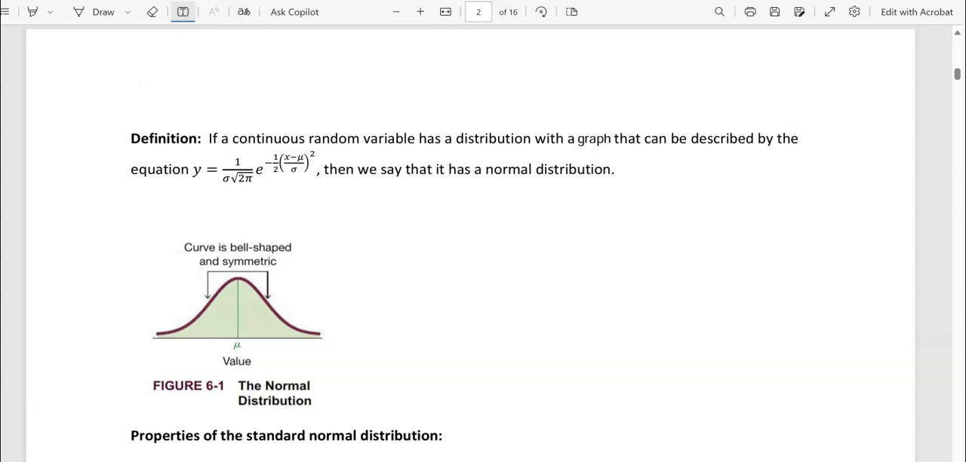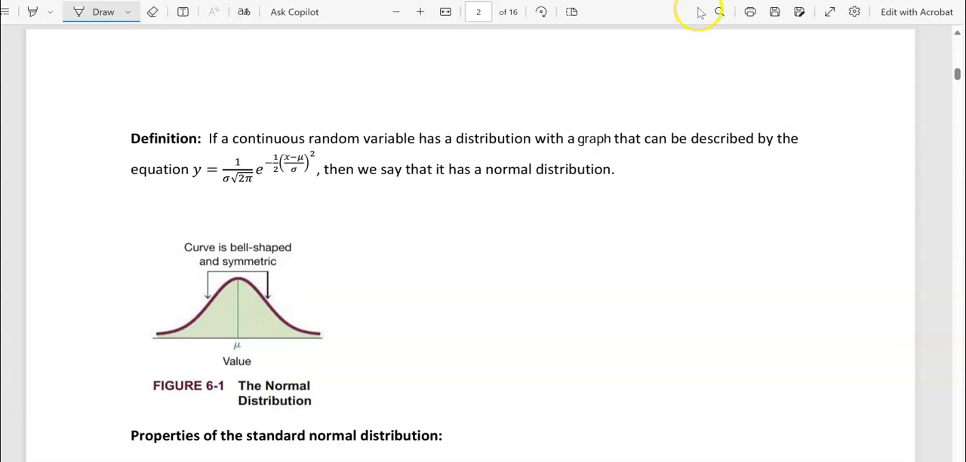In this statistics video, we are going to talk about the normal distribution. So if we have a continuous random variable that has a distribution with a graph that can be described by this equation. So this one's kind of fun looking, right? We've got 1 over sigma square root 2 pi times e to the negative 1/2 times x minus the mean over sigma, standard deviation, quantity squared. What's going to happen if we graph that is that we're going to create this bell-shaped curve.